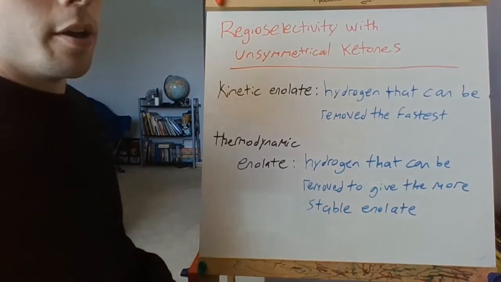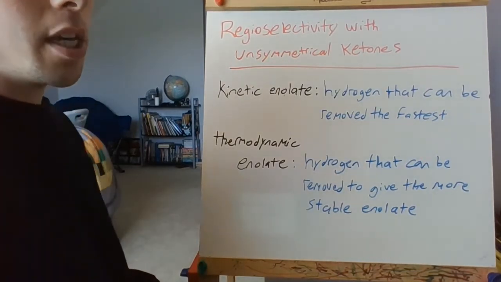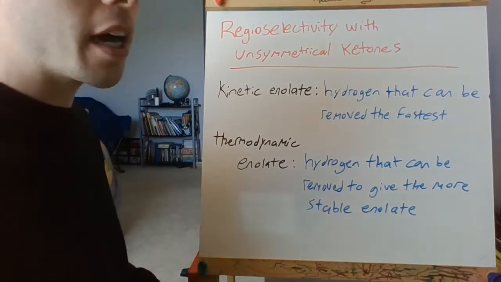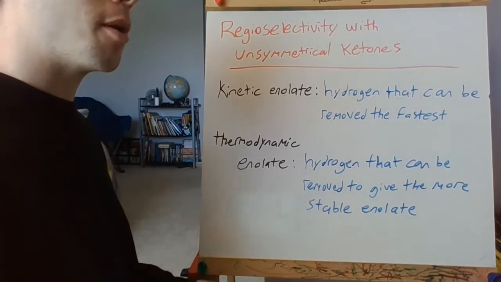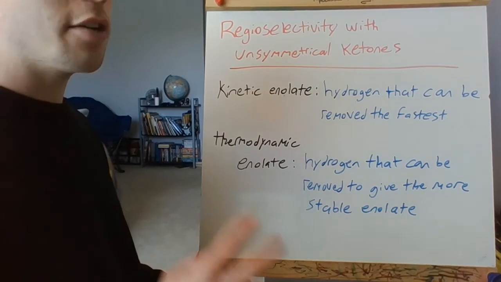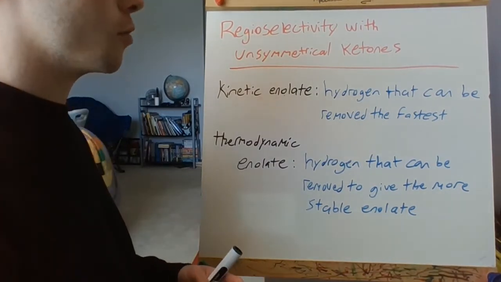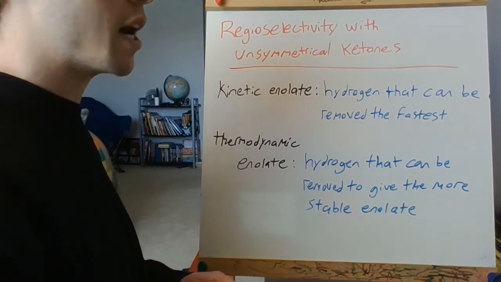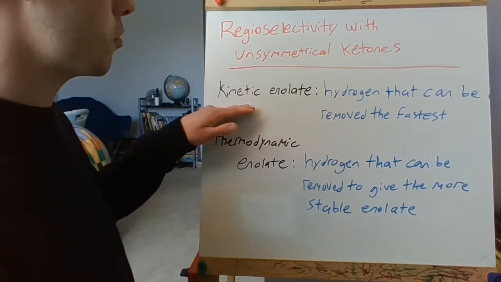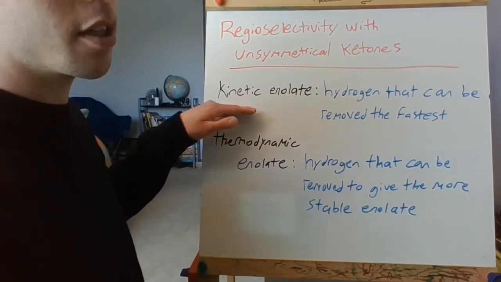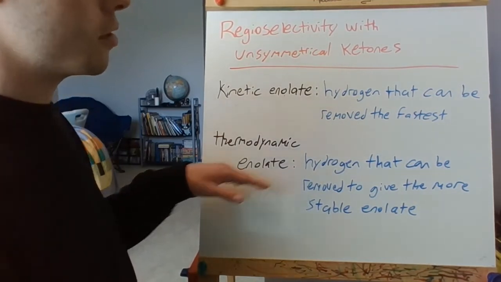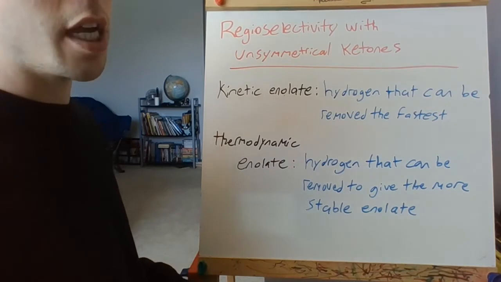product. So what does kinetic and thermodynamic mean? So a kinetic enolate forms when the hydrogen that can be removed the fastest is the one that's picked off. So think about my previous example, the carbon that has 2 hydrogens and no methyl group. Hydrogens are small and exposed, and so those 2 hydrogens can be accessed much faster than the one that's covered up by the methyl group. And so this results in the kinetic enolate leading to the kinetic product. Thermodynamic enolate leads to the thermodynamic product, and so this is the hydrogen that can be removed to give the more stable enolate.